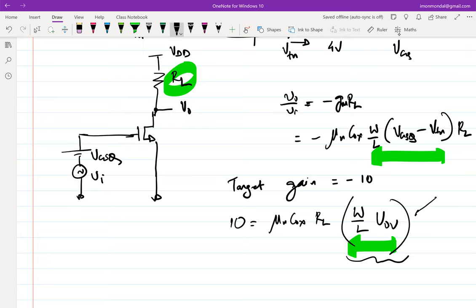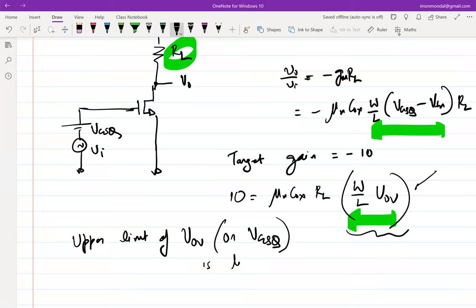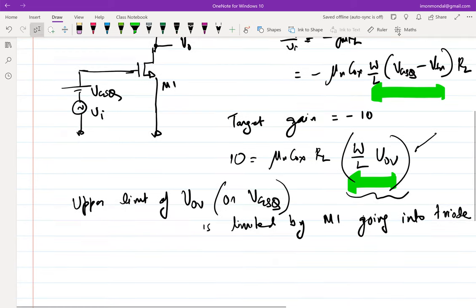Okay. What is the lower limit? So the upper limit of V overdrive or VGSQ is limited by M1 going into the triode region. Okay, so there is an upper ceiling. Question? Okay. So what is the lower limit of V overdrive determined by?